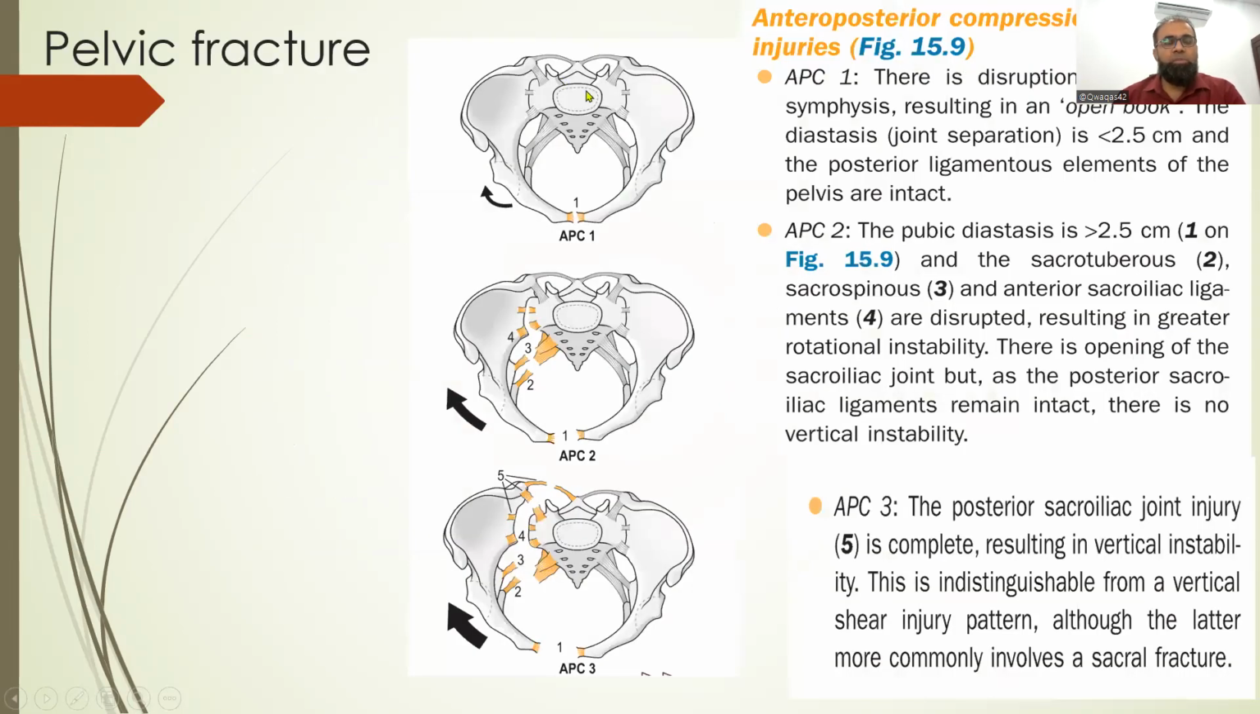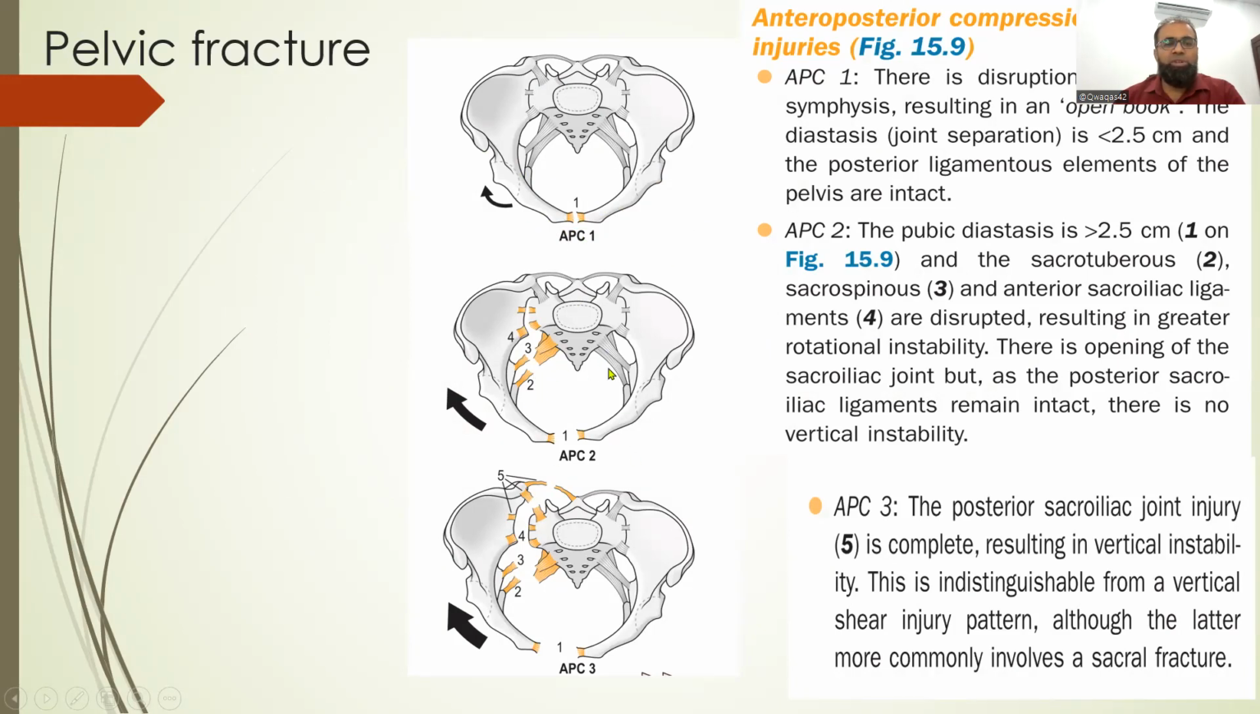This is an anteroposterior compression. Just know there are three types with increasing severity. In type 1, you can see there is a ligamentous injury of the pubic symphysis, but this gap is less than 2.5 centimeters. This is minimal damage to the patient, and this can be managed conservatively.